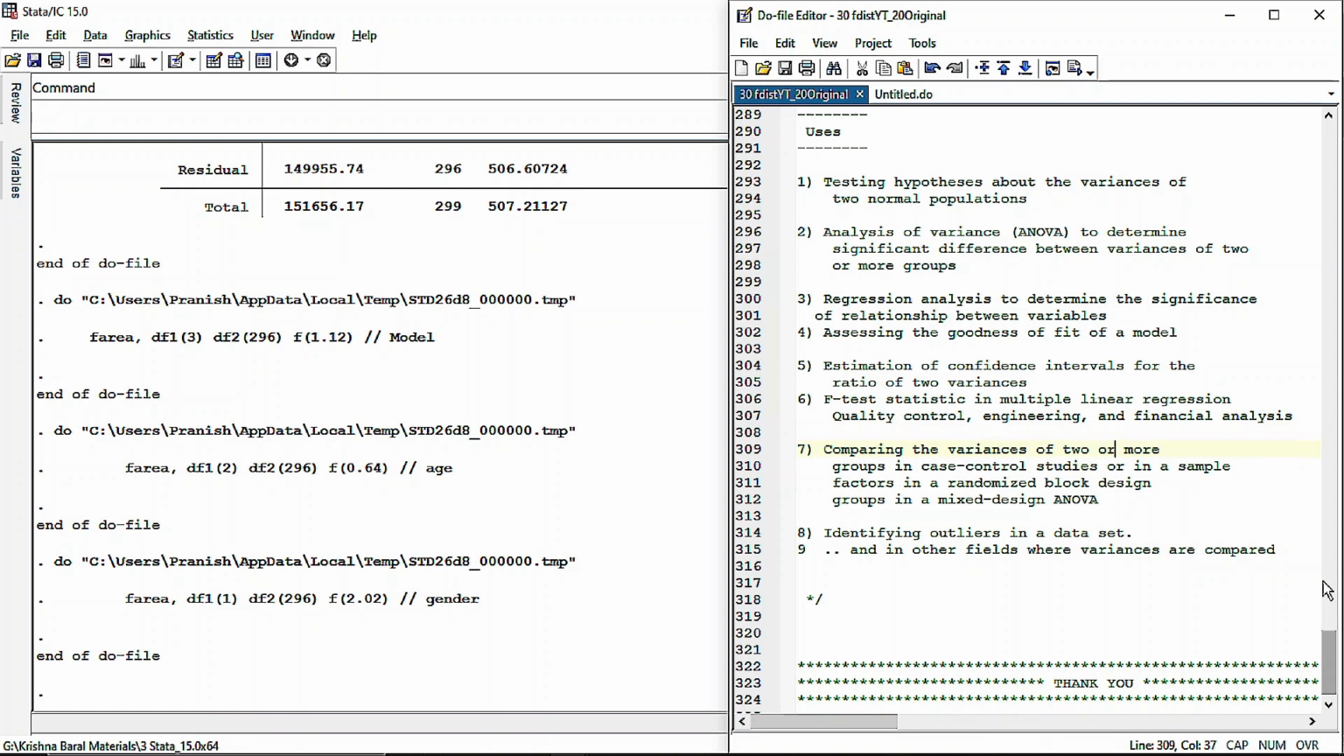F distribution is used in comparing the variances of two or more groups in case control studies or in a sample, in comparing the variance of two or more factors in a randomized block design, and in comparing the variance of two or more groups in a mixed design ANOVA. Similarly, F distribution is used in identifying outliers in a data set, and in other fields where variances are compared. So this is it for this tutorial.